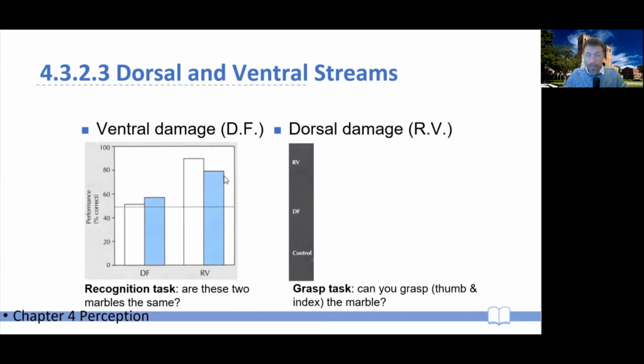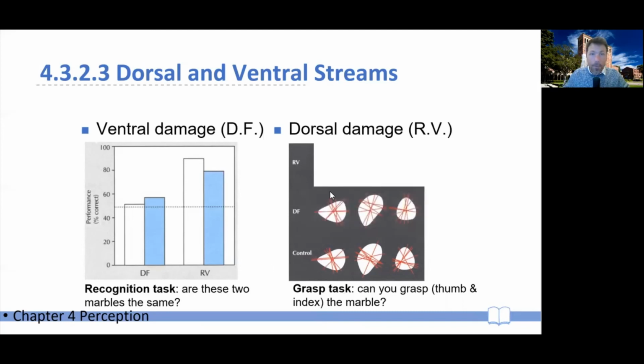But let's look at the grasp task. Now, if you were to ask a number of healthy volunteers, and if you did this yourself, on average, you would be pretty good at placing your thumb and index such that the line uniting them passes right through the center, as you can see in these examples. Now, if you ask DF to do the same task, on average, she does pretty well. You can see right here that her thumb and index tend to set a line that passes right through the center of the marble, which allows her to grasp the object correctly. And it's incredible. We just saw that DF, if you show her a shape, is unable to identify it. She cannot tell if two shapes are the same or not. And yet, her how brain is perfectly able to grasp an object correctly.